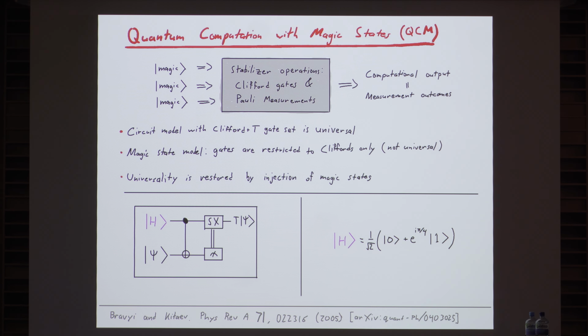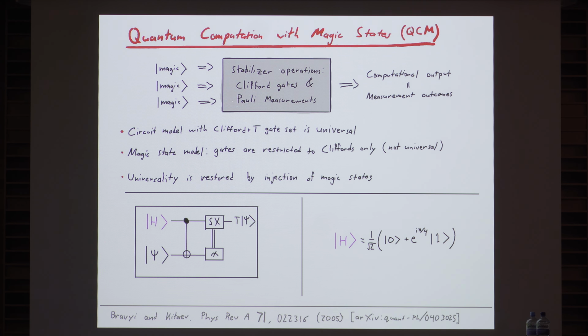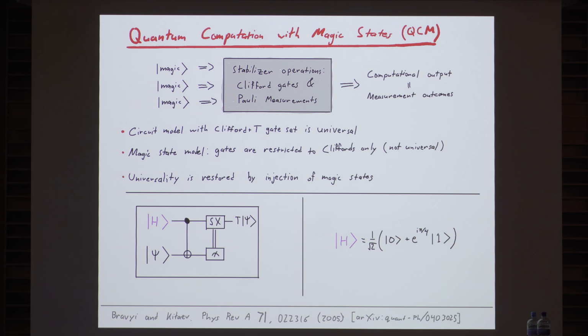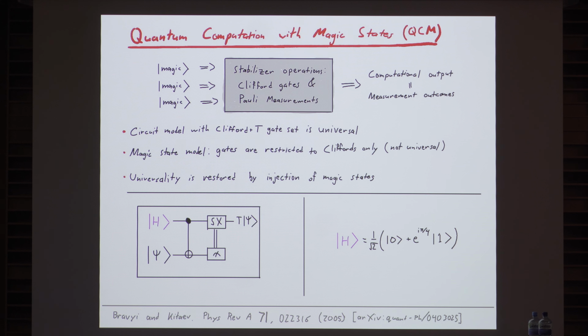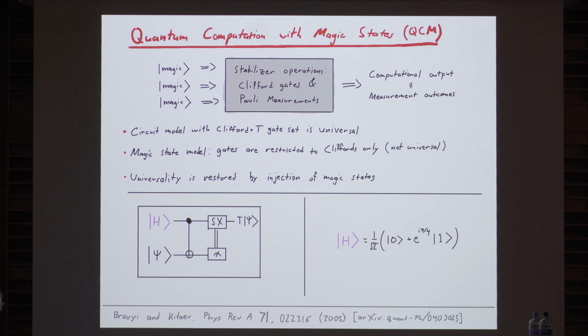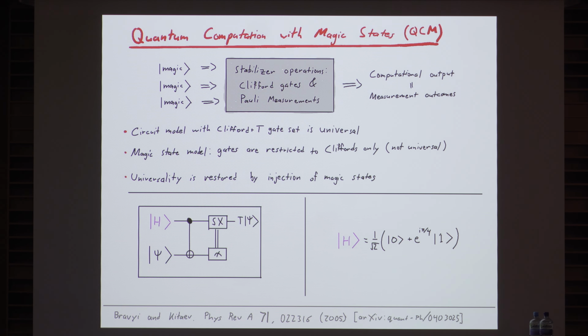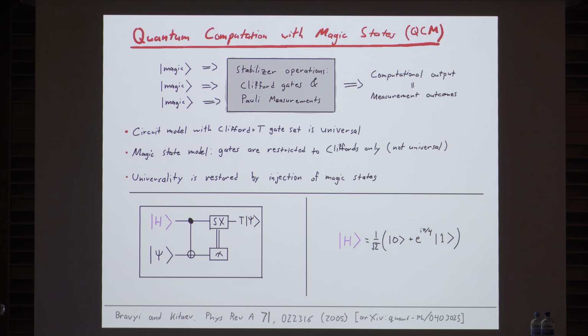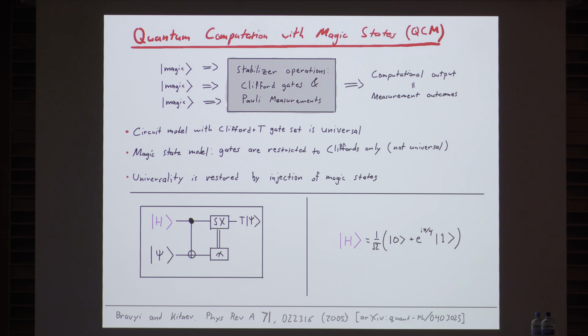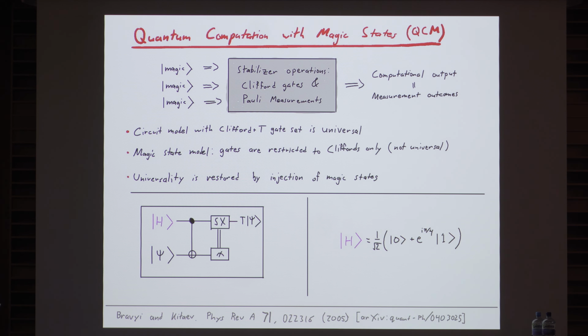So everyone here knows that the circuit model with the Clifford plus T gate set is universal for quantum computation. But here we're restricting the gates. We only allow Clifford gates, no T's. And so, yeah, Cliffords by themselves, they're not universal. In this model, we're not allowing any extra gates. We restore universality by allowing the injection of magic states. That's these magic states I've included at the start here.